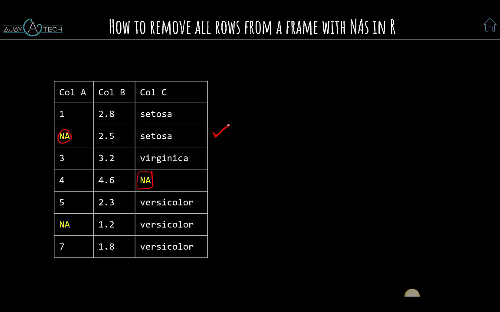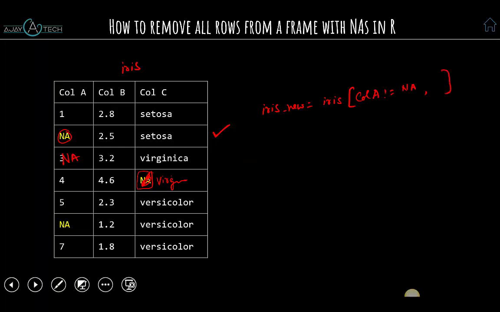Remember, these NAs are not just in any one particular column. These NAs could be anywhere. For example, if NAs are only in this column, let's say column A, and this has some value, let's say Virginica, in that case, things are very easy. All you've got to do is say iris_new equals iris of col A is not equal to NA, and that should give you all the rows that do not have the NA.